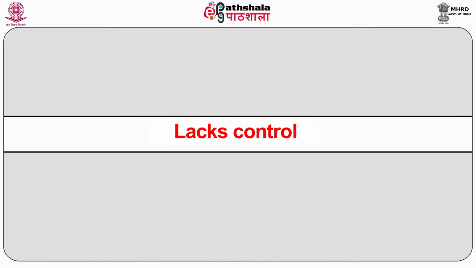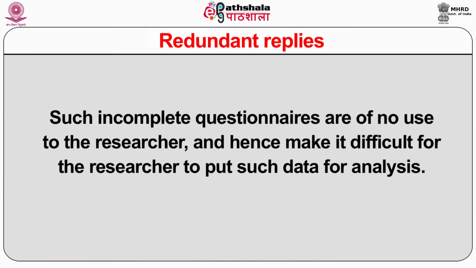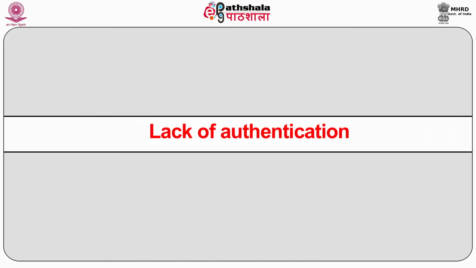Secondly, lacks control. As per this method, the questions are to be sent, the researcher loses his control over the questionnaire once it is dispatched. Thirdly, inflexibility. Questionnaires have got an inbuilt inflexibility because of the difficulty of making changes once the questionnaires have been dispatched. Fourthly, redundant replies. There is a greater chance of receiving of vague replies or even incomplete replies altogether. Such incomplete questionnaires are of no use to the researcher and hence make it difficult for the researcher to put such data for analysis. Fifthly, lack of authentication.